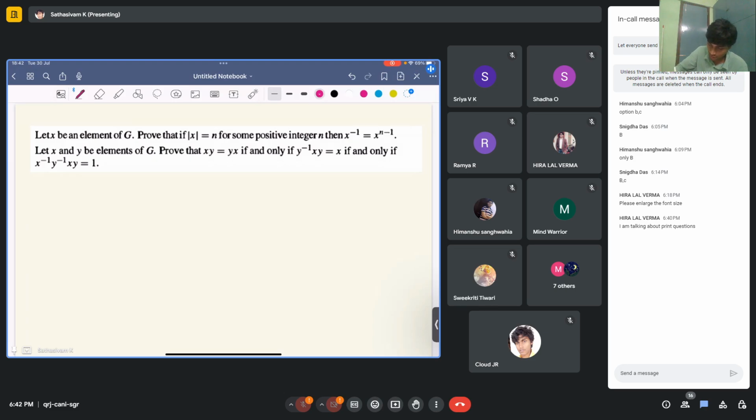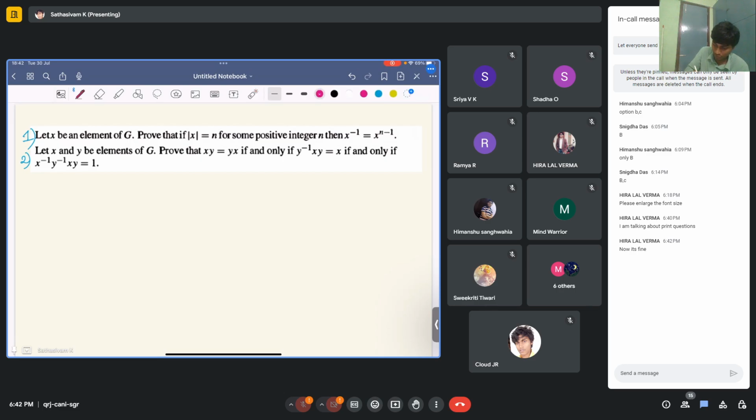Okay, so there are two problems here. Let me mark them as 1 and 2. The first problem says the following: let x be an element of group G. Prove that if the order of x is n for some positive integer n, then x inverse is x to the power n minus 1. So what is the order?